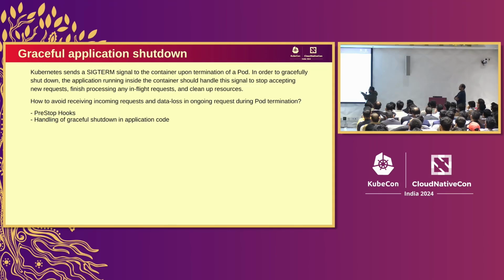For that, there are two concepts that we can use here. First is the lifecycle hook, which Kubernetes supports out of the box. Second, you can add graceful handling in your code itself. Whether you are writing your application in Golang or Python, there are packages available through which you can listen to that SIGTERM signal and run the cleanup method.